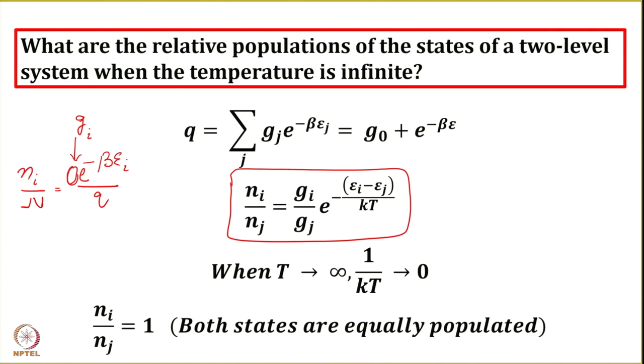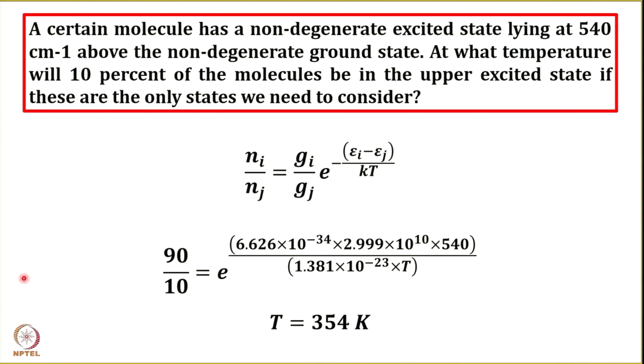A similar question is being discussed in the next problem. That is, a certain molecule has a non-degenerate excited state lying at 540 centimeter inverse above the non-degenerate ground state. At what temperature will 10% of the molecules be in the upper excited state if these are the only states we need to consider? You are comparing here two states, Ni and Nj. And the question is, at what temperature will 10% of the molecules be in the upper excited state? That means we need to act upon Ni upon Nj. And we have just discussed that Ni upon Nj is equal to Gi upon Gj into exponential, and then we need to just consider the differences in the energies of the ith state and the jth state.